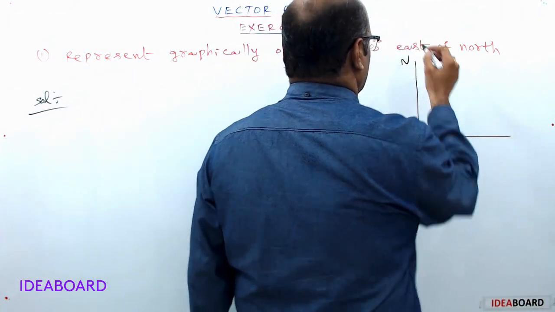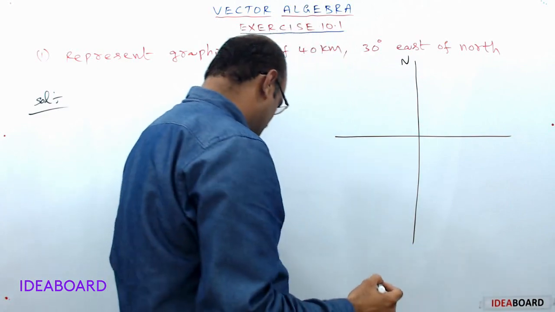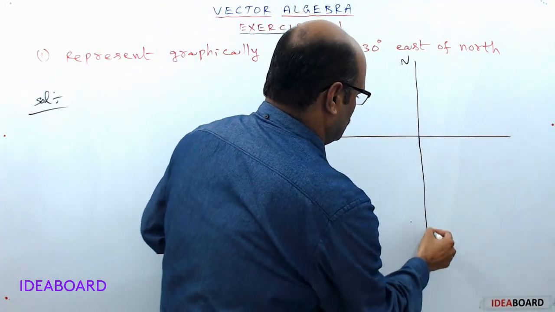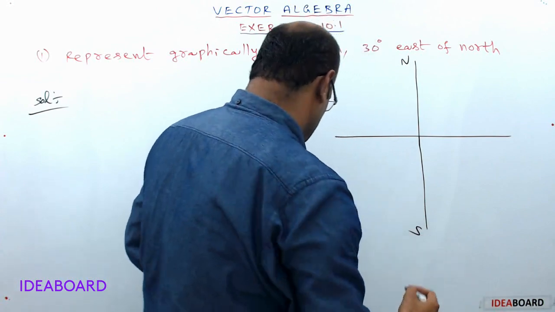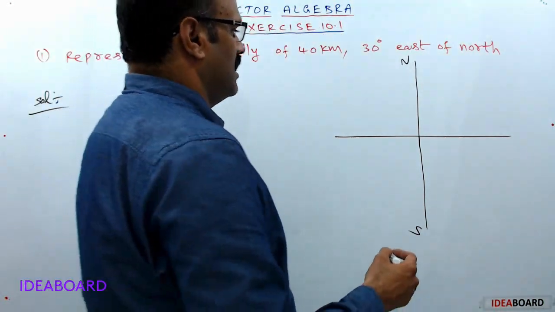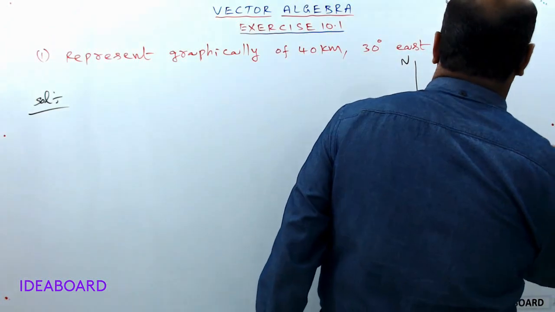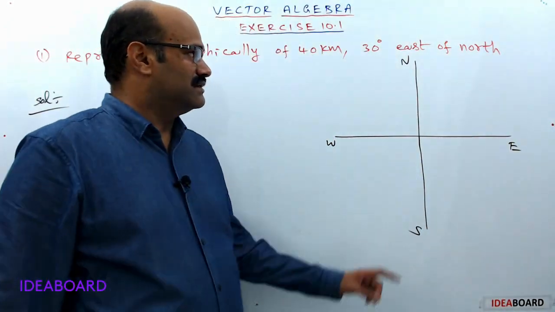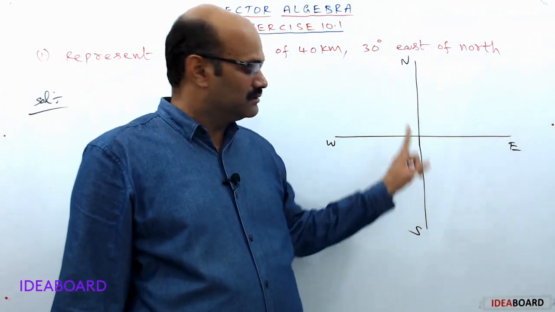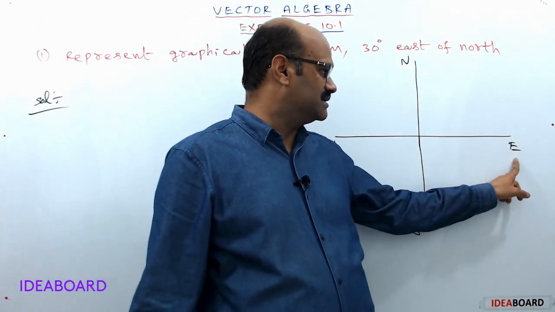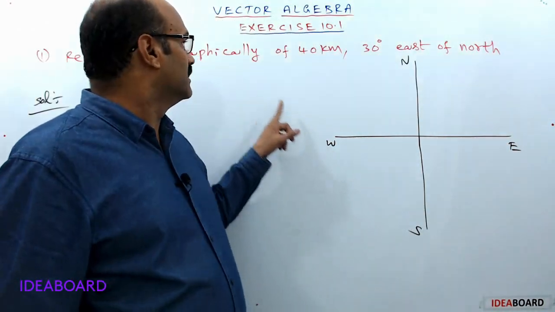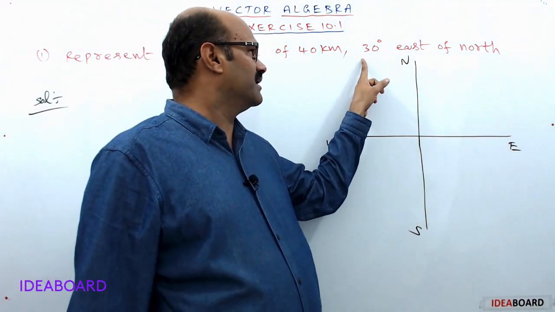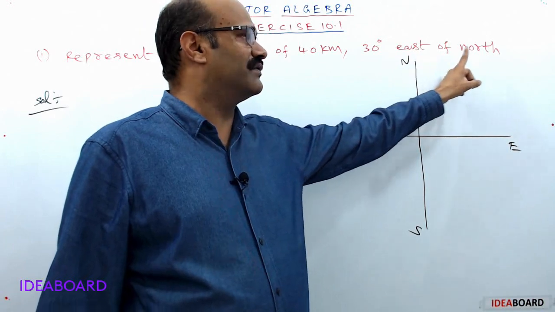This is north. We know that this is south direction, and this is east, and this side we have west. These are the directions north, south, east and west. Here, represent graphically 40 kilometer 30 degrees east of north.